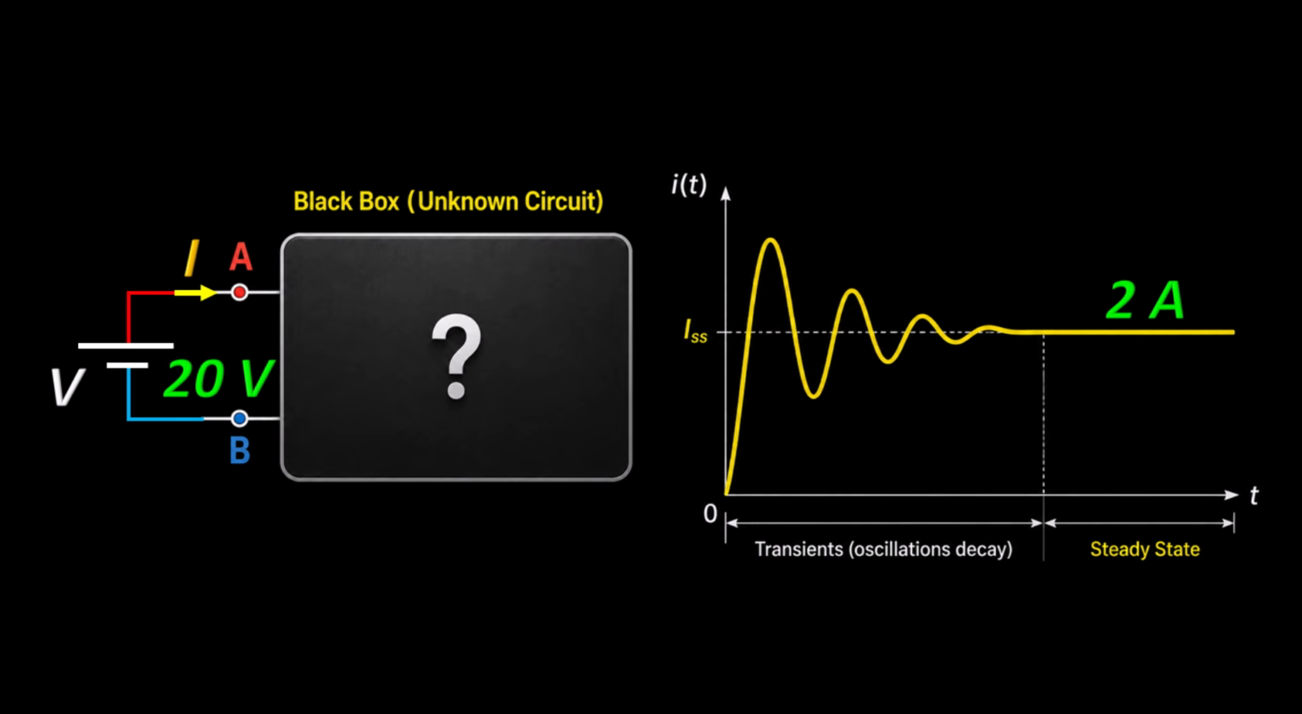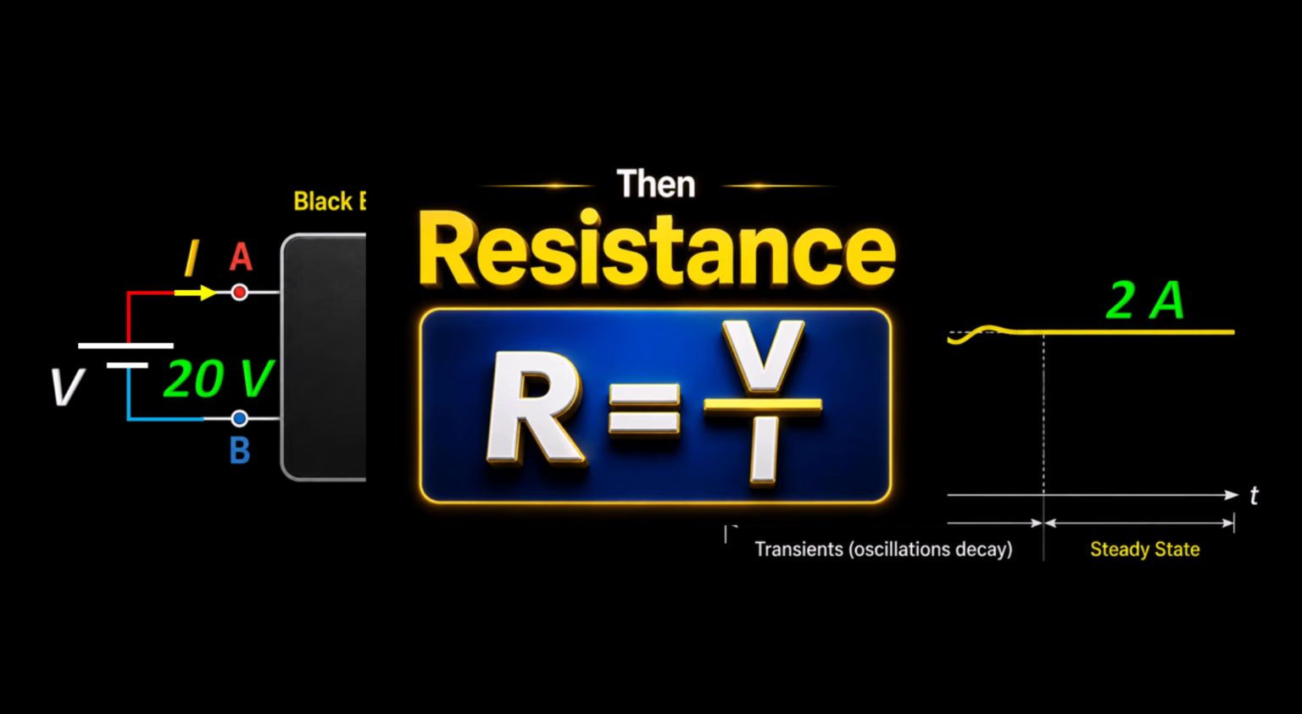The voltage has only one property, its magnitude. The current also has only one property, its magnitude. The ratio between these two magnitudes is called the resistance. Once I know the resistance, everything becomes easy. If I know the applied voltage, I can calculate the steady-state current, or if I know the current, I can calculate the voltage drop across the black box. So, resistance completely describes the steady-state behavior of this circuit when it is excited by a DC source.